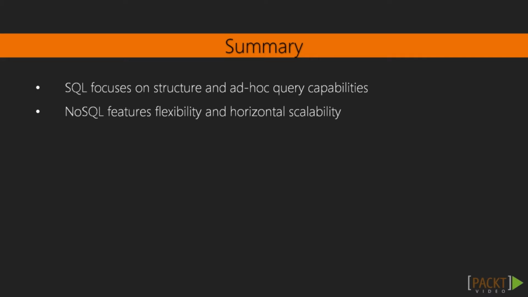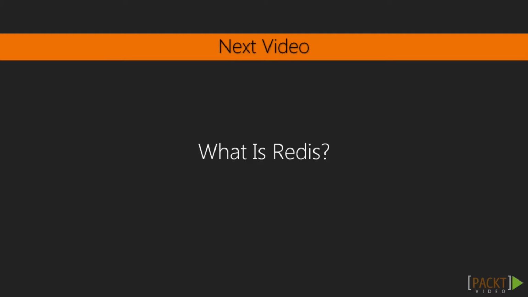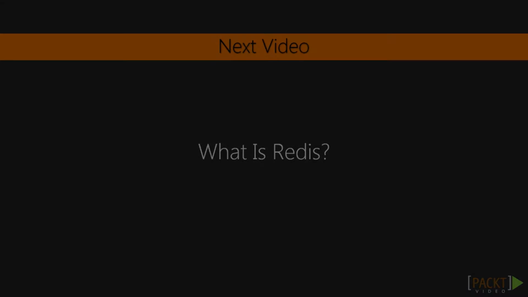Just to summarize, SQL databases focus on having a well-defined structure and extraordinary ad hoc capabilities, whereas NoSQL databases generally feature much more flexibility in your data structures, horizontal scalability across your network, and special use cases. In our next video, we're actually going to dive into what Redis is specifically.